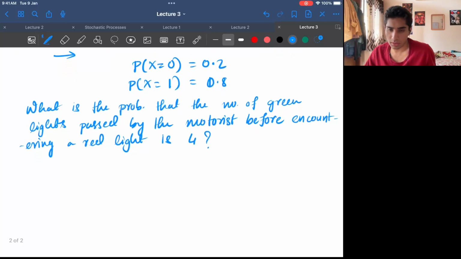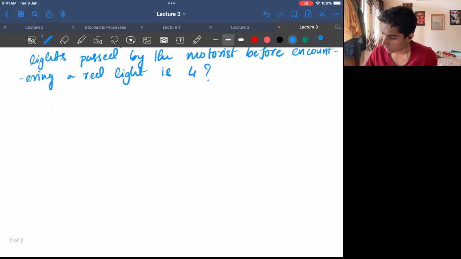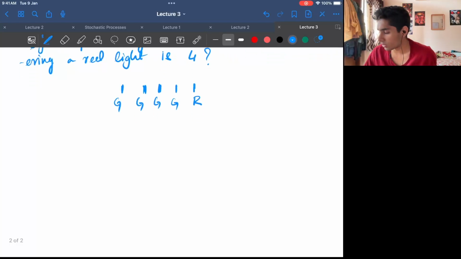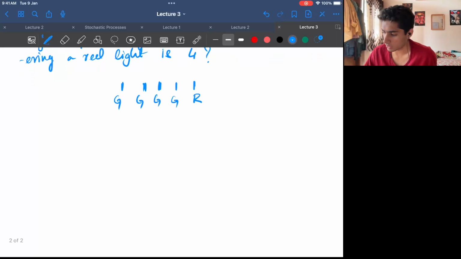So it's not tough. It's quite easy. You can think of it as follows. Let's say this is the point where he encounters red. He has to pass through green, four greens before it, right? So this should be green. This should be green. This should be green. This should be green. So what is the probability of this sequence of events? That's all that is being asked.